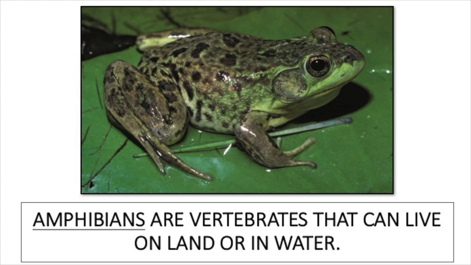Amphibians are vertebrates that can live on land or in water. Yes, they can swap, sometimes on land, sometimes in water. And what type of amphibian is this? Frog. A frog. Yes, a frog can live on land and a frog can go in water.